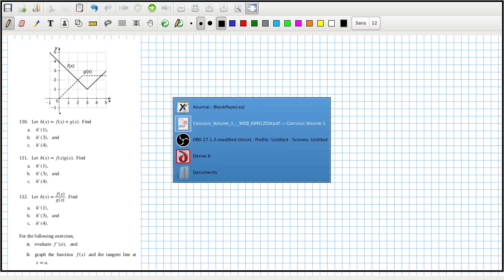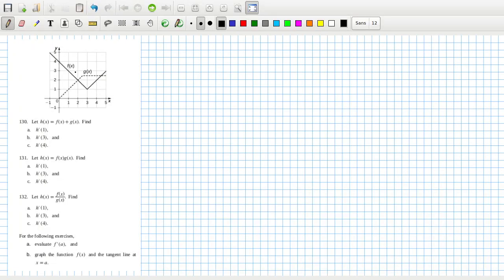Find h'(1). So, well, the derivative of f, let's see, that's just going to be a minus 1. And then the derivative of g, well, g at 1 is 1. So that's just a 0, it looks like. And then at 3, well, we have a problem at 3 because there is no derivative of f. And at 4, it'll be 0 and 1. So 1 then.